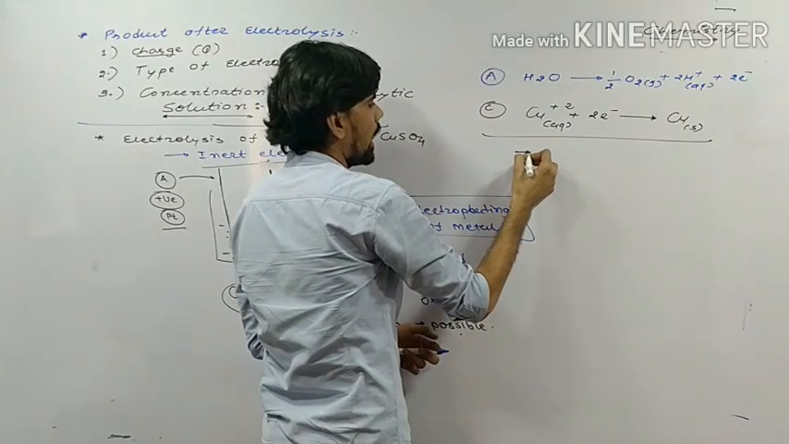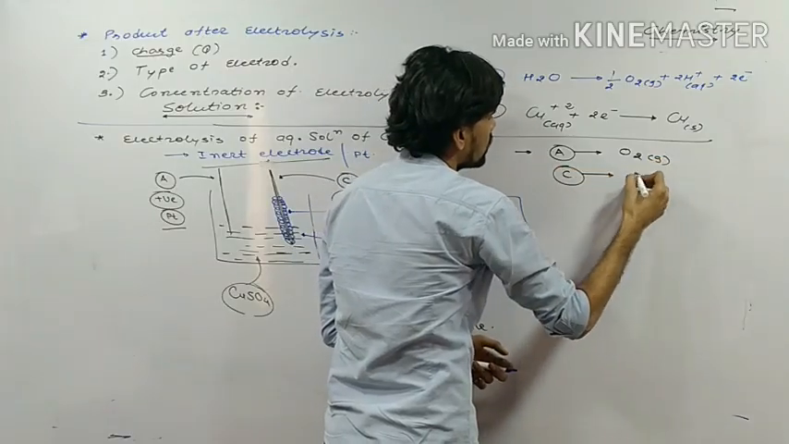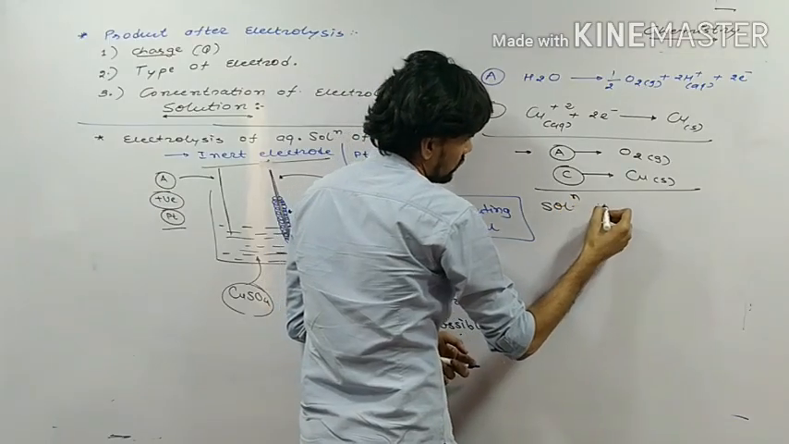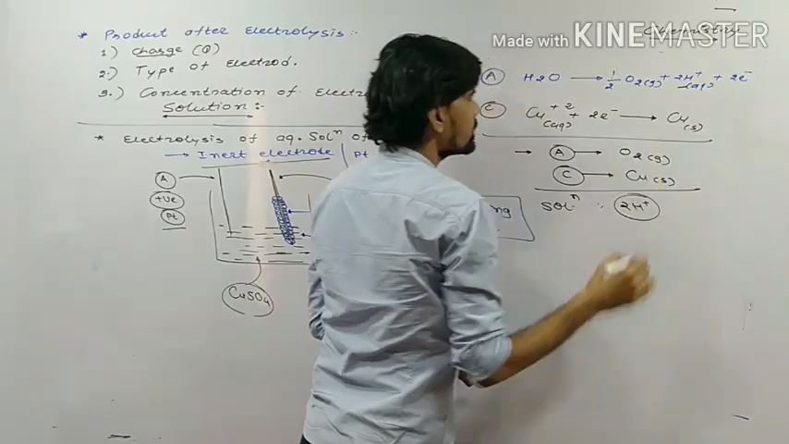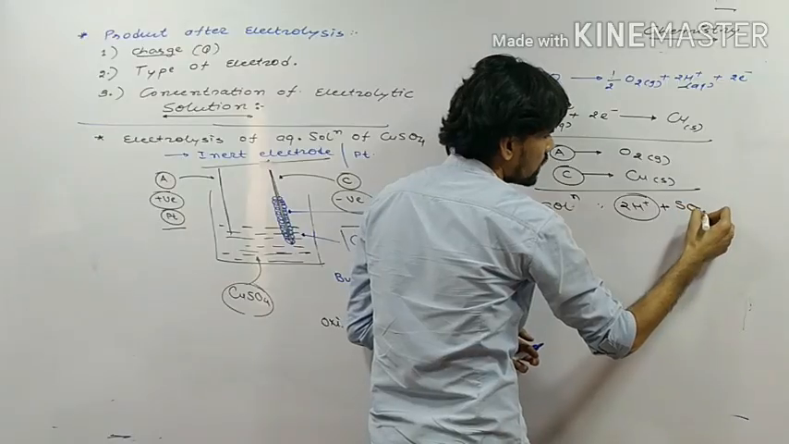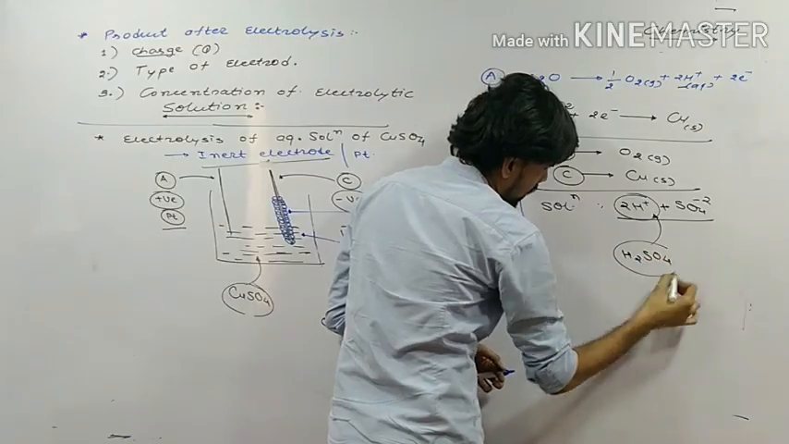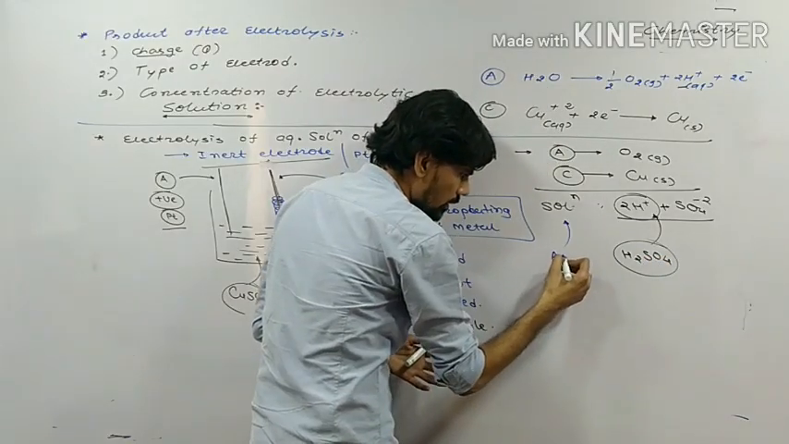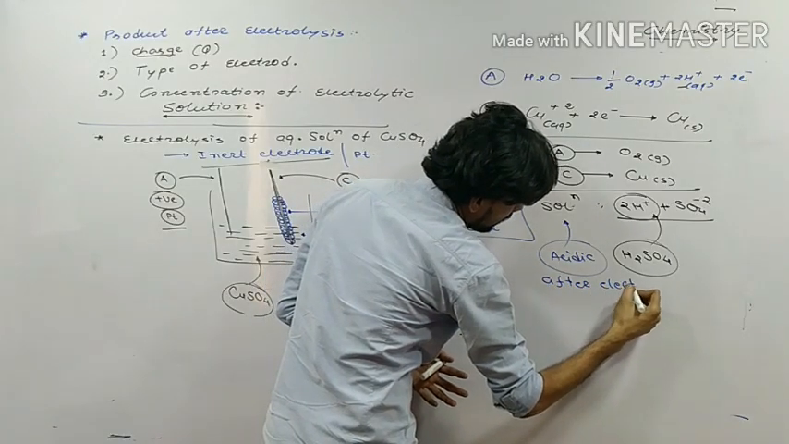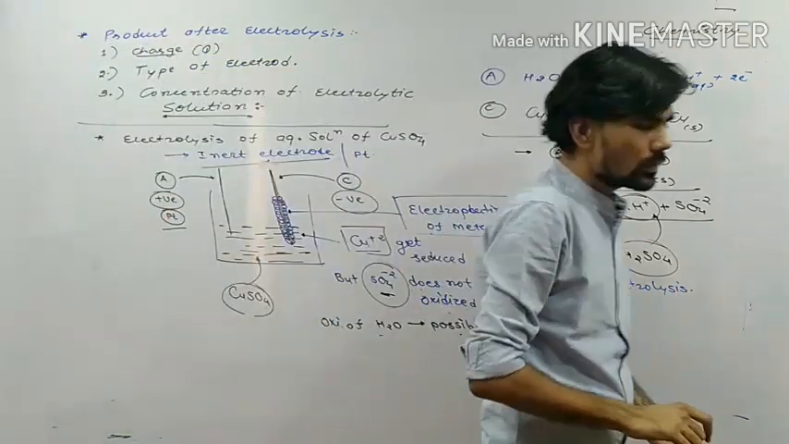Another thing here as a product: anode gives oxygen gas, cathode gives copper metal, but in solution H+ and SO4^2- cannot oxidize, so SO4^2- is also present. 2H+ and SO4^2- give H2SO4, so the solution is slightly acidic after electrolysis. Clear?